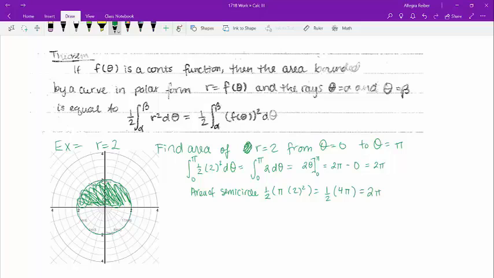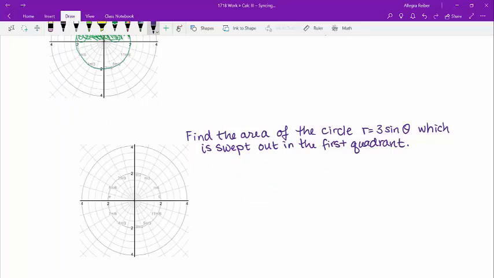Let's consider where the function that we need to deal with is a little more complicated. So let's look at this example. Find the area of the circle r equals 3 sine theta, which is swept out in the first quadrant. Recall that circle r equals 3 sine theta is going to have value 0 at the origin, and its maximal value, when we put in pi over 2, is 3.